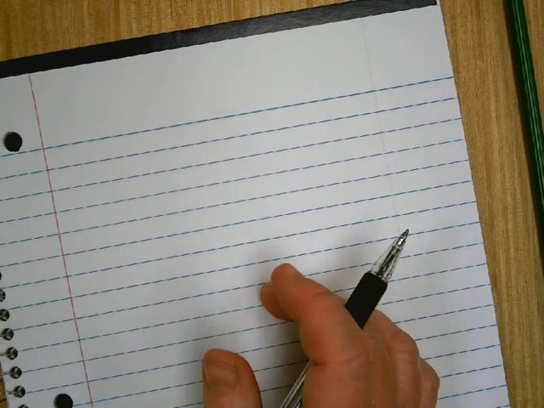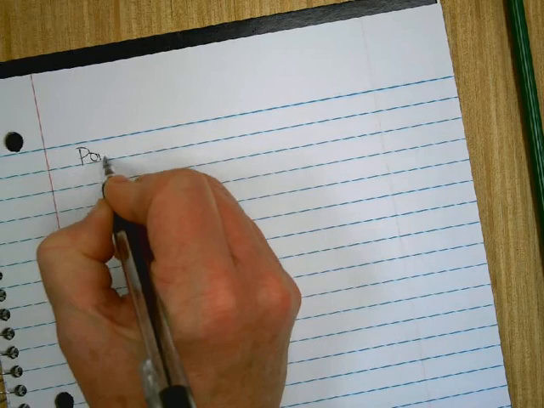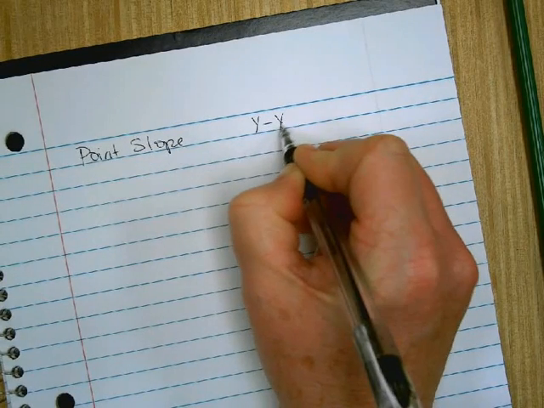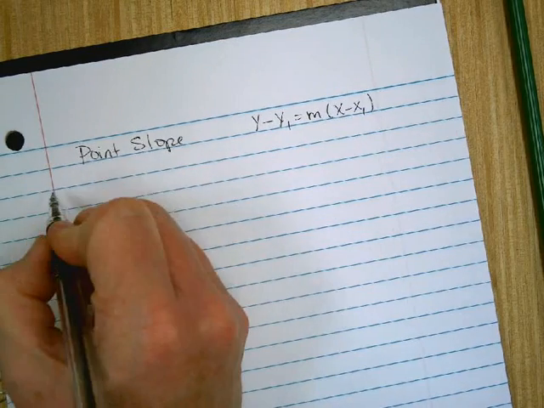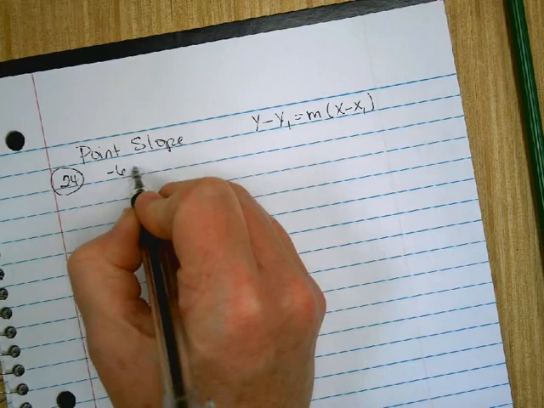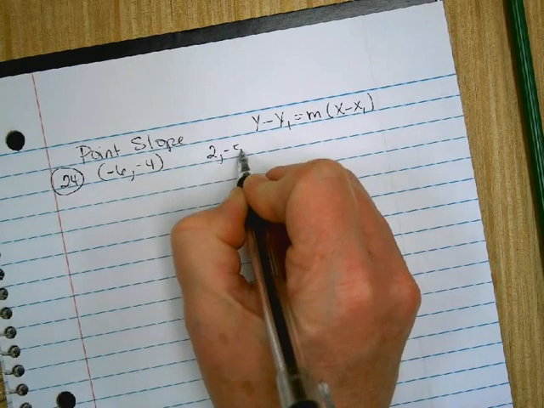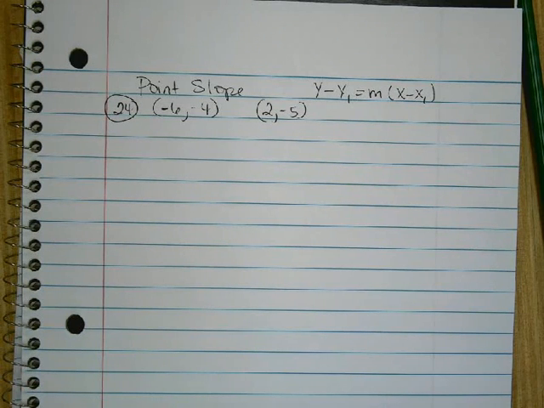Find the point slope form. So we want this one to end up in point slope. And they give me 2 points. So what's the very first thing I need to find? First thing you need to find is the slope, right? How do you find the slope?